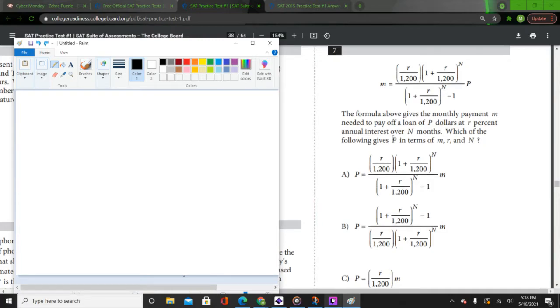But you know what? Let's just look through it. The formula above gives the monthly payment M needed to pay off a loan of P dollars at R% annual interest over N months. Which of the following gives P in terms of M, R, and N? Oh, all right. So I'll snap back to reality for a second.